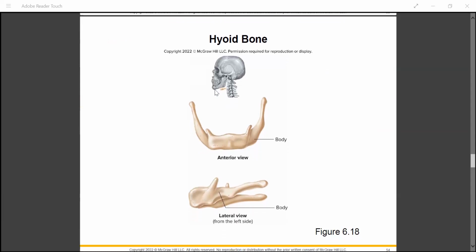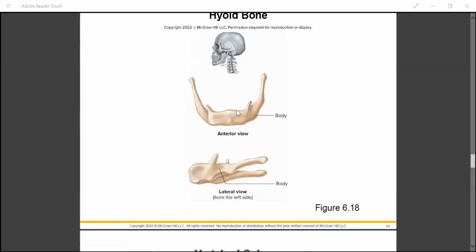And the only other kind of fun fact about the hyoid bone is this is something that they look at in autopsies to determine if someone may have been strangled. So oftentimes you see a fracture of the hyoid bone with strangulation.